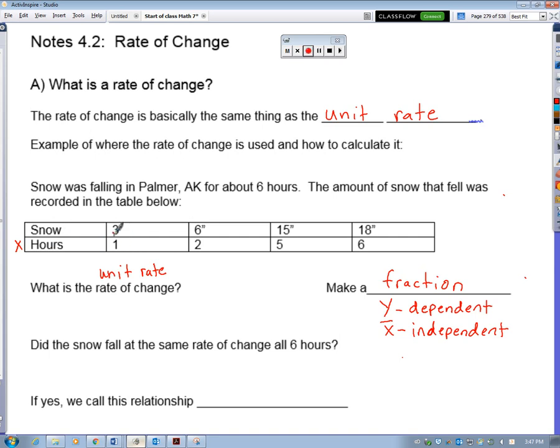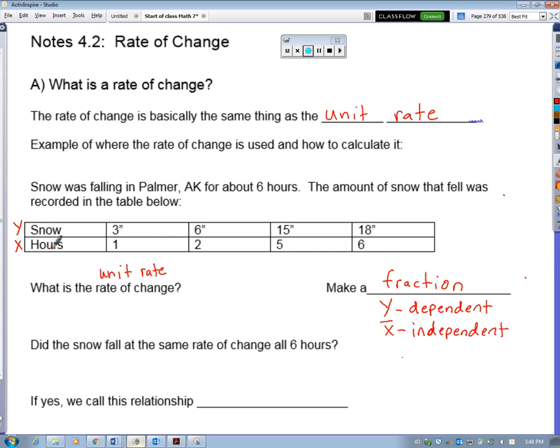Our y numbers, snow. Snow, however, can change. You guys have seen snow fall out there before. Sometimes there's a lot of snow that falls in an hour, sometimes not very much, sometimes there's a blizzard. Snow is something that will change. So this is going to be our y variable, because the amount of snow that falls can be different on any type of snowfall. However, time, such as hours, is always the same. We can't change how long or how short an hour is. So we got snow as our y, x is our hours.